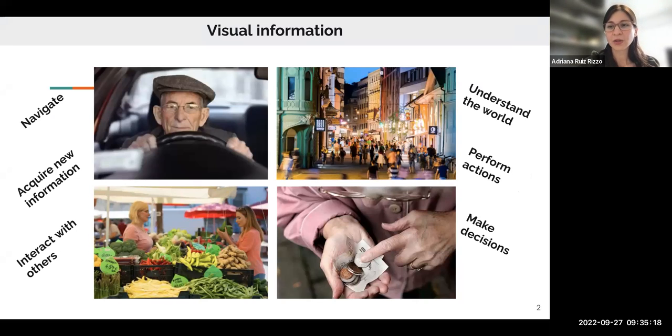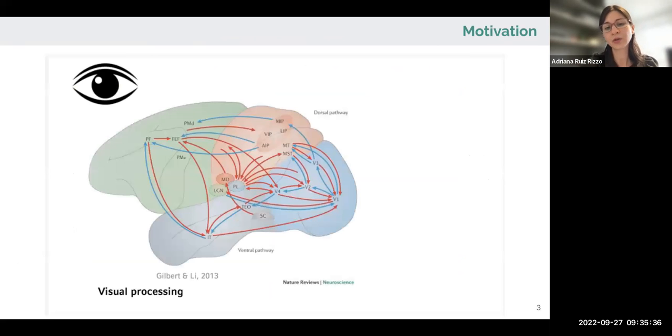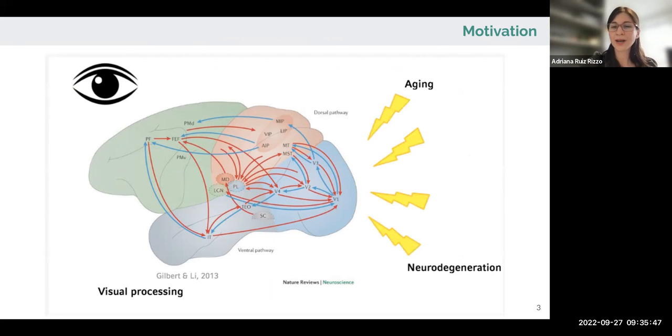Visual information is crucial for many activities of daily living. It is important for navigating the world, for acquiring new information, interacting with others, understanding the world, like when we see signs and symbols, performing actions or making decisions. And it is also not surprising because we are a visual species. If we see, almost all of our brain is devoted to visual processing. And that's why it is also not surprising that processes like aging or neurodegeneration, which are also distributed processes, can impair visual processing at some point.